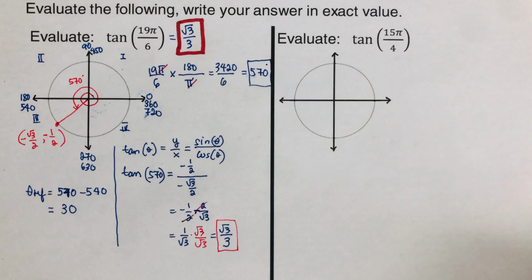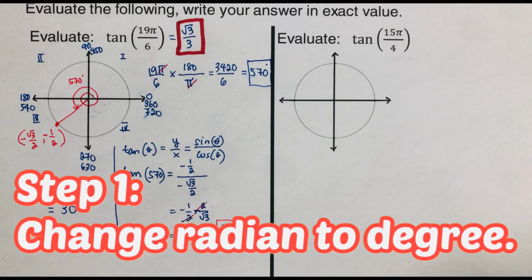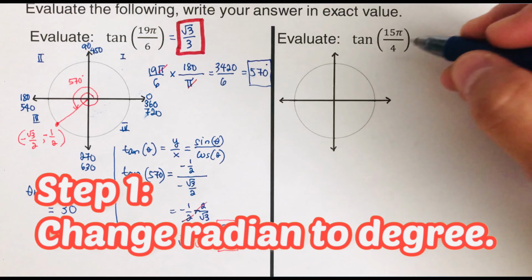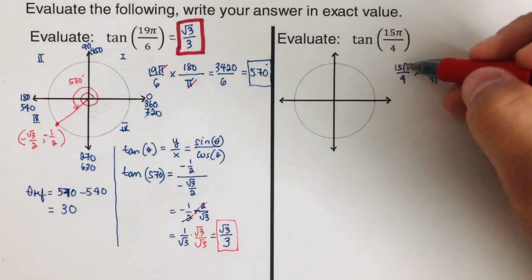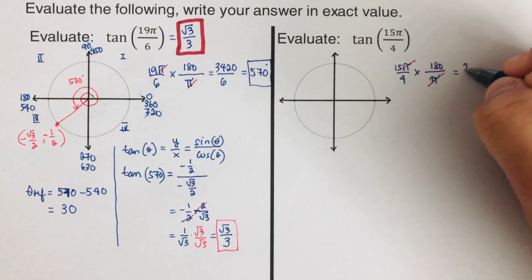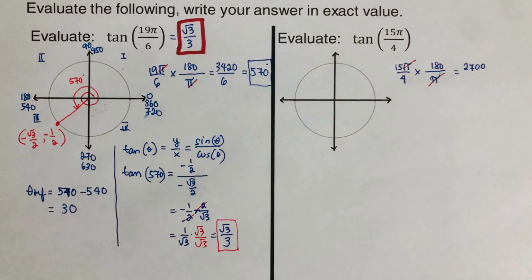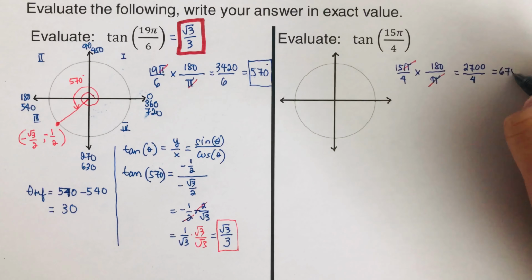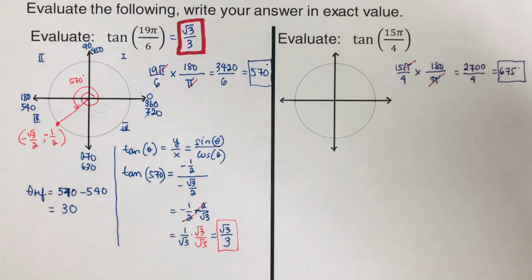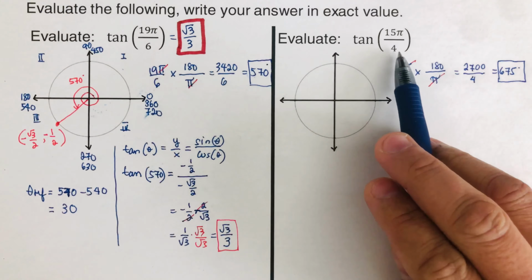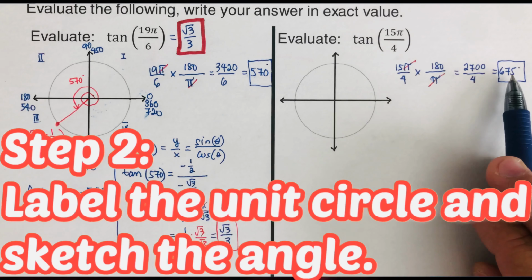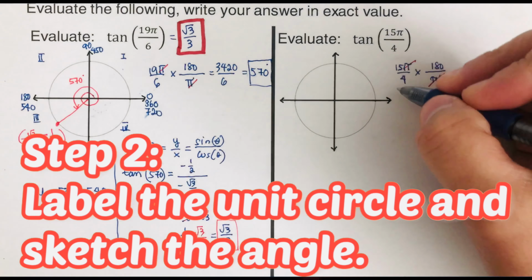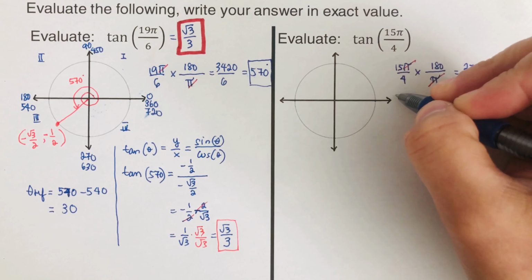Okay, so we go over the problem here. Again, the first step is to change the radian to degree. I'm going to show the work up here. Okay, so this 15 pi over 4 is 675 degrees. The second step is to label the unit circle and sketch the angle. So I'm just going to label this unit circle right here and the angle as well.